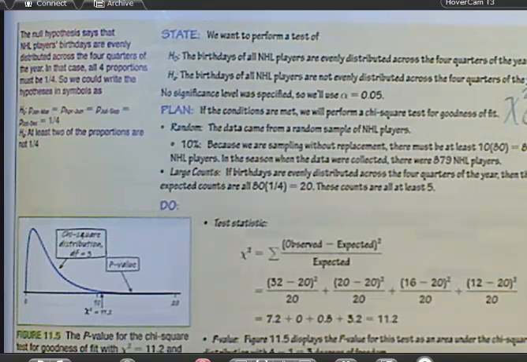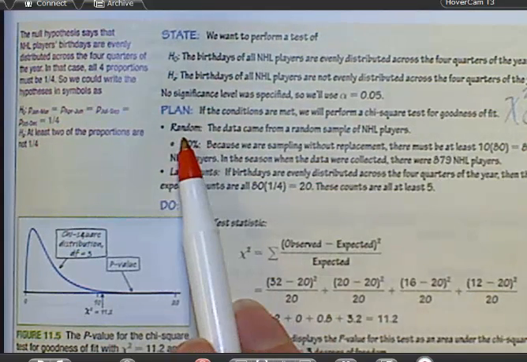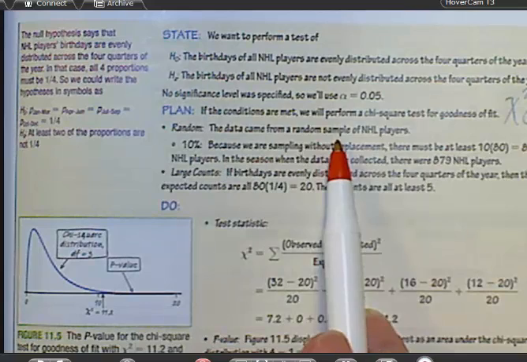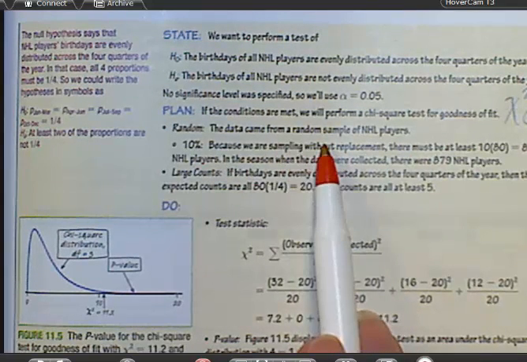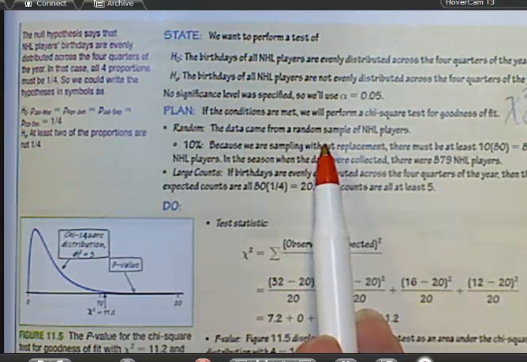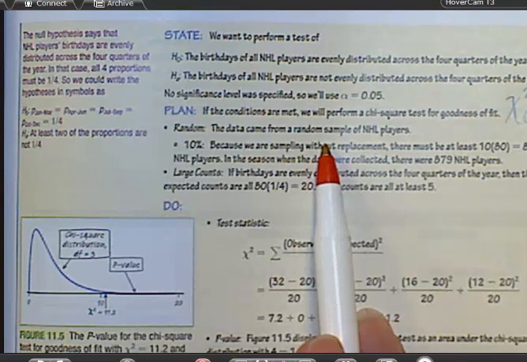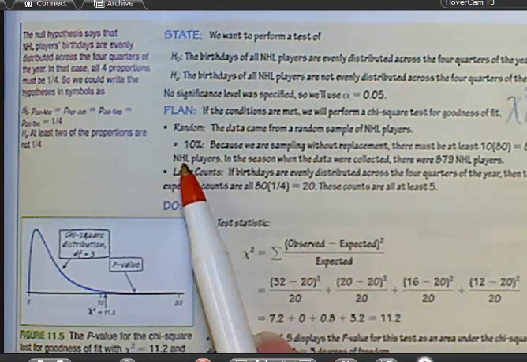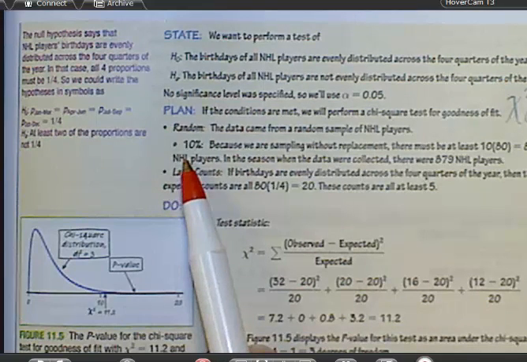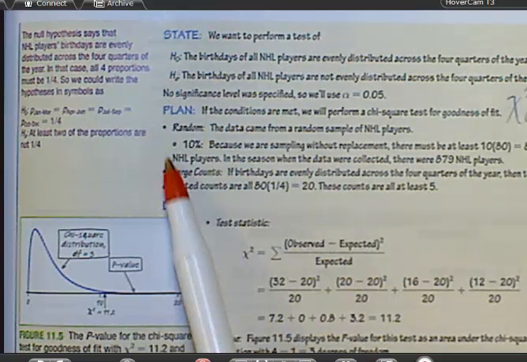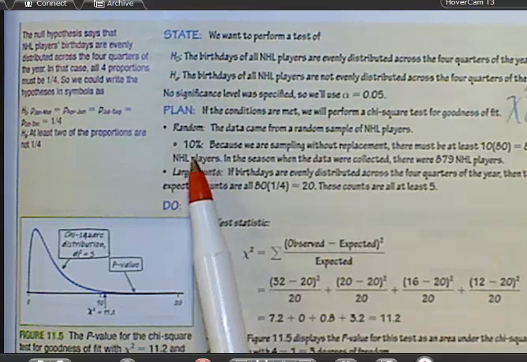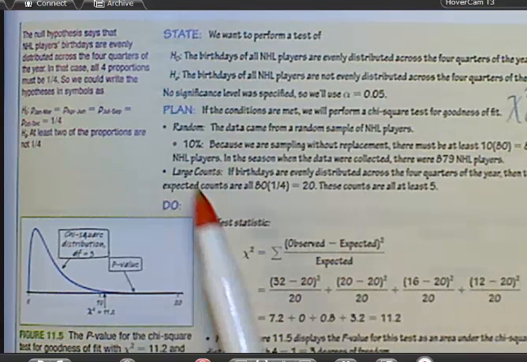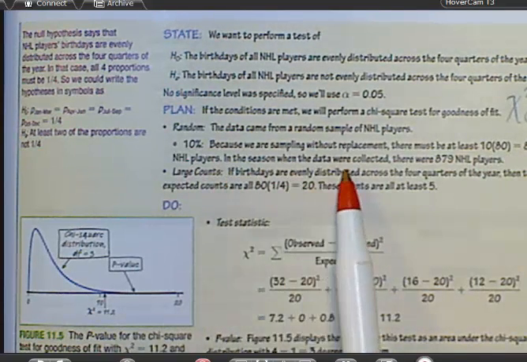Our conditions, first of all, random. It said in the problem that the data came from a random sample of 80 NHL players. But random can be, again, randomly assigned to treatments or a random sample, either one. You don't have to be very concerned with the independence condition unless you are sampling without replacement, and here we are. So we need to make sure we mention the 10% condition. Because we are sampling without replacement, there must be at least 10 times 80, or 800, NHL players. In this season, when the data were collected, there were 879 NHL players.